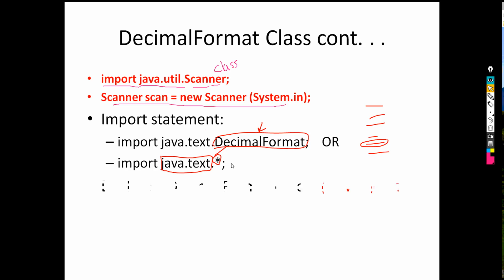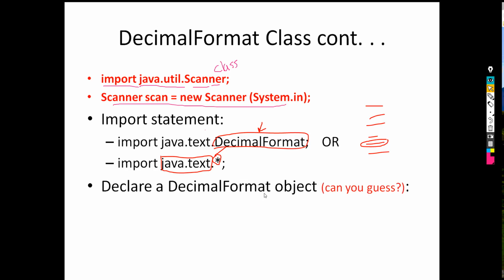So let's go on to the next thing and declare a DecimalFormat object. Just like every class can have objects, here's our Scanner object. If you'll notice, we started with the class name, and then we named the object from that class, and then we go new, and then we do the class again, and then we have parentheses, you have an argument. This one is called System.in.